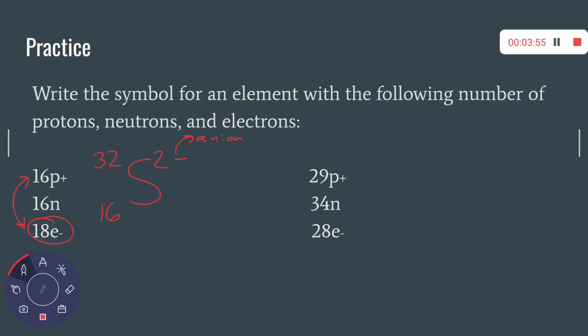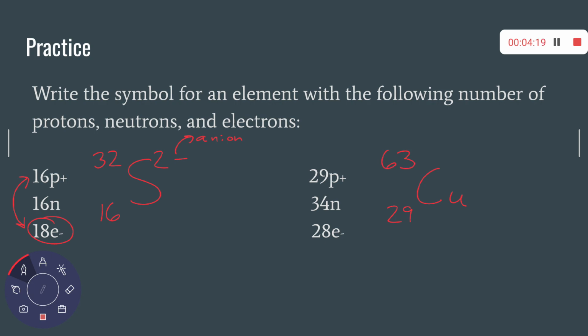Now let's try the next one. Again, we start with our protons. We know 29 is going to be our atomic number. If we go to the periodic table, number 29 is going to be Cu for copper. Now I'm going to work on my mass. My protons plus my neutrons, 29 plus 34, is going to give me 63.